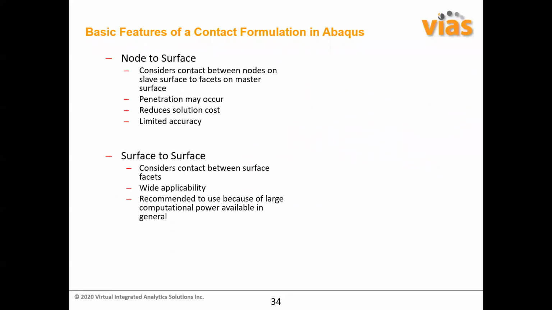Now you have high-speed computers and a large number of processors, so you can submit your jobs at higher speeds, and you don't have to worry about the solution accuracy. Well, you do have to worry about the solution accuracy in the sense of what formulation or constraint enforcement you described, but otherwise this is the more reliable method as compared to node to surface. So it is recommended because of large computational power.